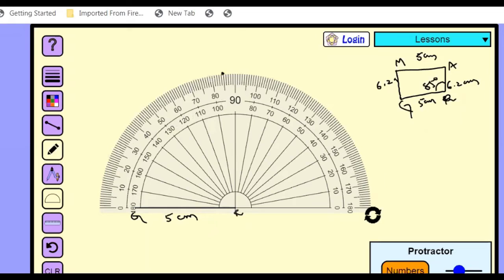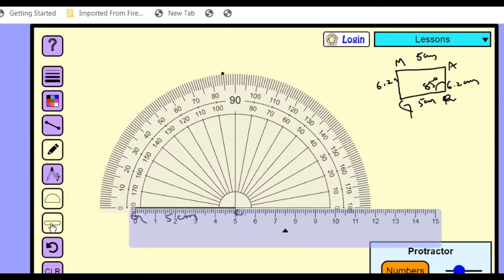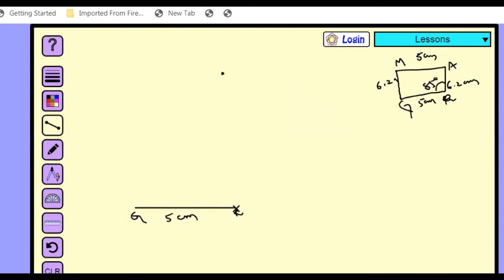So don't count the numbers from this side. Why? Because the angle starts from G, so you should count the points from the right to left side. So 0, 10, 20, 30, up to 85 degrees. Now remove the protractor and draw a ray RX to make an angle 85 degrees. Now label it with X and write angle R 85 degrees.